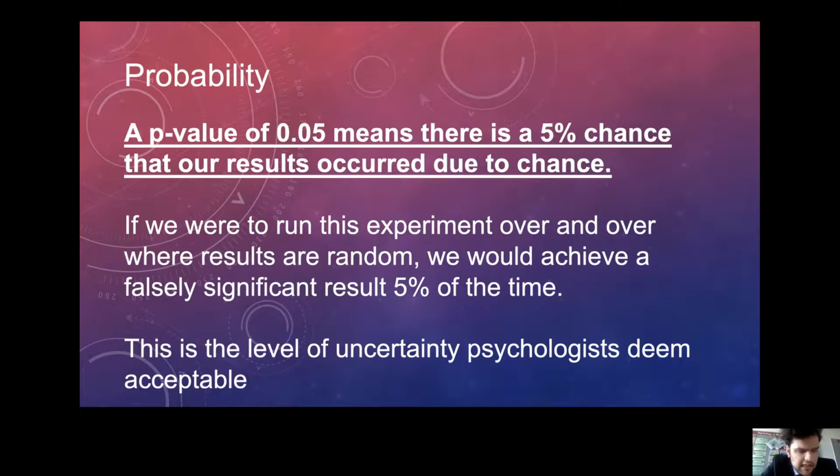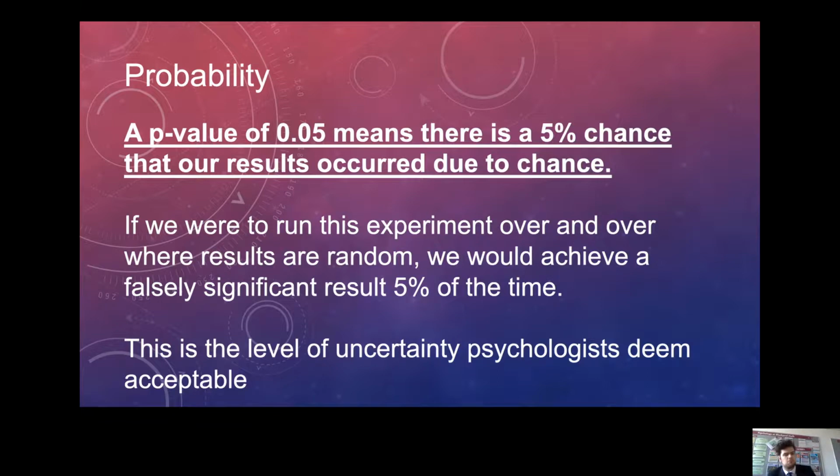It means there's a 5% chance that our results occurred due to chance. So if you took the experiment and ran it over and over again, where the results were fully random, you would achieve the results you have obtained in reality by chance 5% of the time. So if you find what you think is a significant result, and you've got a p-value of 0.05, what you're actually saying is we're accepting that there's a 5% chance that these results are just random and don't actually mean anything.